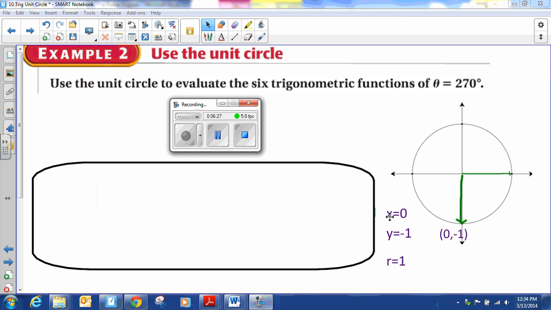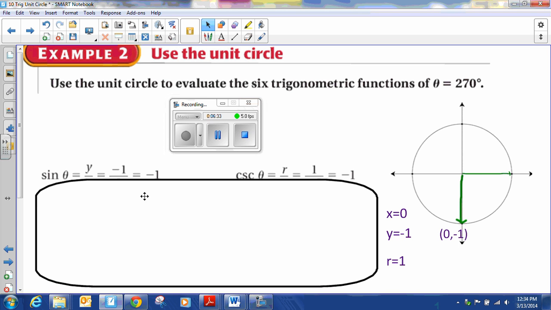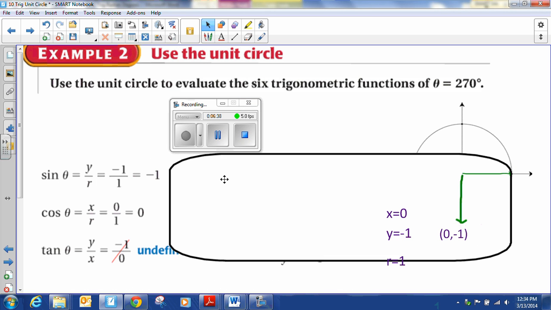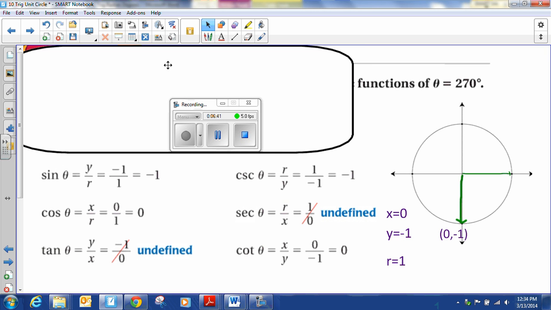So now that we have x, y, and r, we can just plug them in to find all 6 trig functions. So here's sine is -1, cosine is 0. Now tangent, because we're dividing by 0, it's actually undefined. Cosecant of theta is -1. Secant of theta, theta is 270 degrees, by the way, is also undefined. Notice the pattern that whenever you have 0 over here, it's undefined over here, and vice versa. When it's undefined with the primary trig function, the inverse trig function is 0. So undefined, 0, 0, undefined.